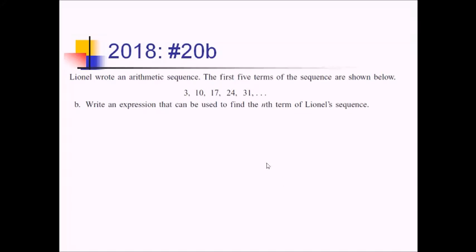For part B, we want to know an expression that can be used to find the nth term of Lionel's sequence. So for this, I'm going to use my nth term formula, where I start with the first term. That's a sub n equals a sub 1 plus d times n minus 1. Basically just a fancy version of slope-intercept, where this is your starting value and this is your slope. But we do n minus 1 because we've already used up the first term with this a1 term right here.